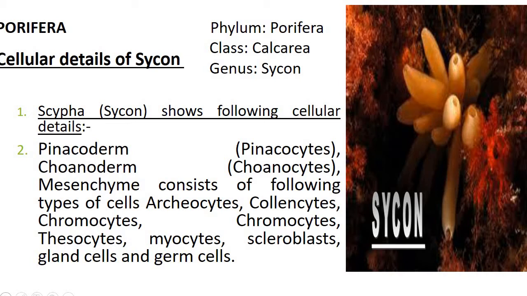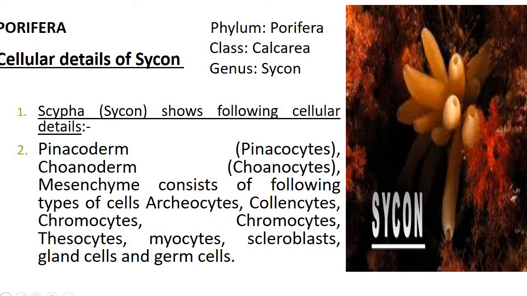Now, sycon is an organism which shows the outer pinacoderm, and this pinacoderm consists of pinacocytes, and the inner coenoderm, which consists of inner coenocytes. In between the outer pinacoderm and inner coenoderm, we have the mesenchyme. This mesenchyme is a non-cellular, gelatinous layer, and in the mesenchyme we find different types of cells.